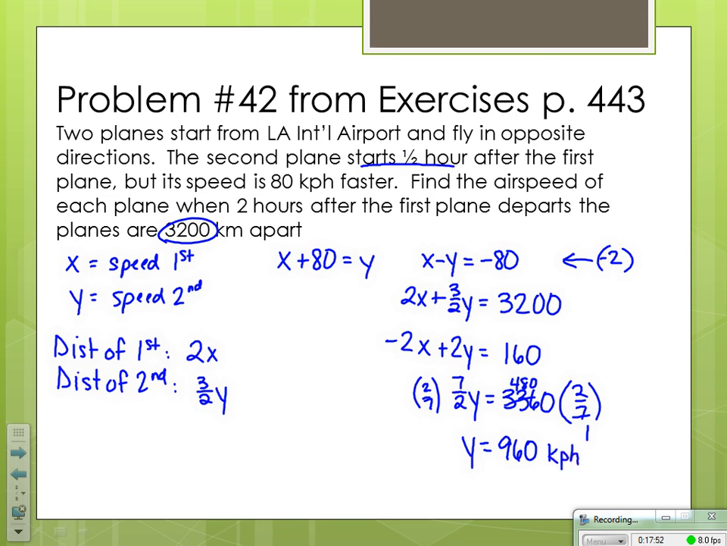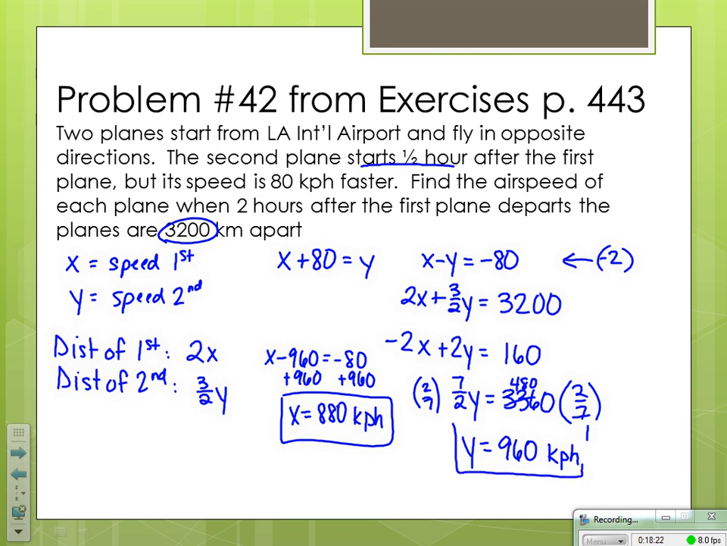I need to find how fast the first one was. So I'm going to use that first equation up there. If we have x minus y, x minus 960 would equal -80. x is going to be 880 kilometers per hour. So those are the two speeds of our two planes.